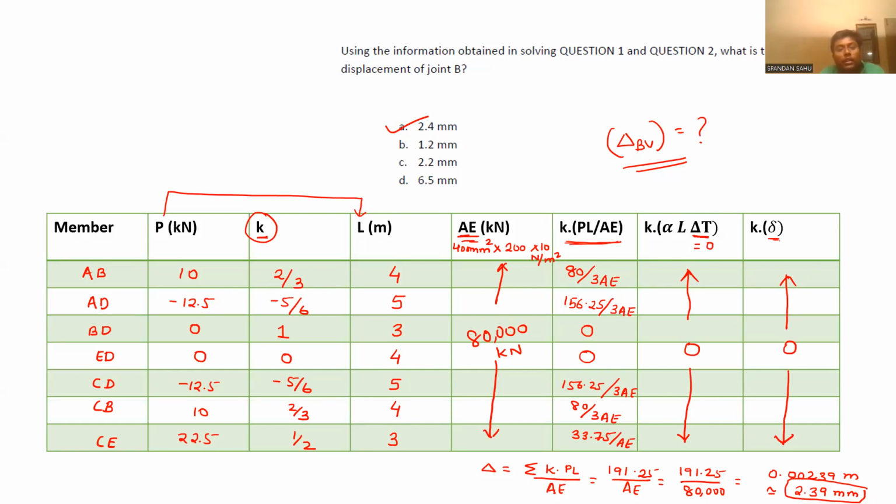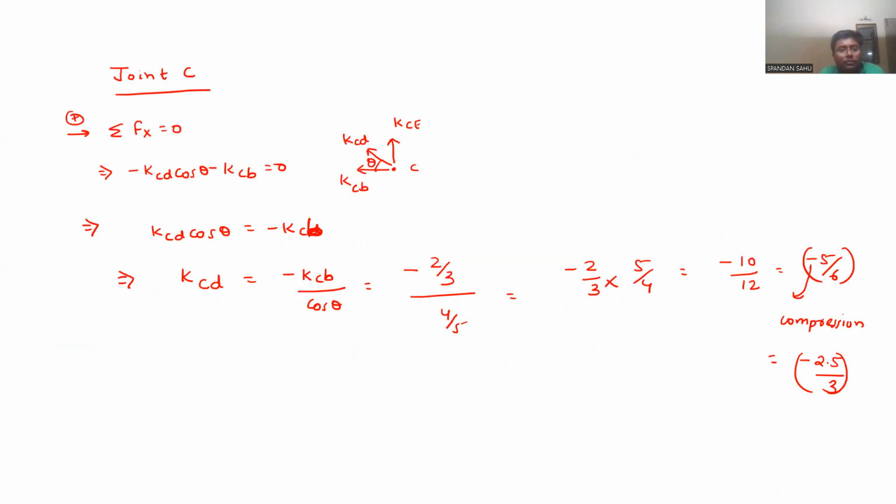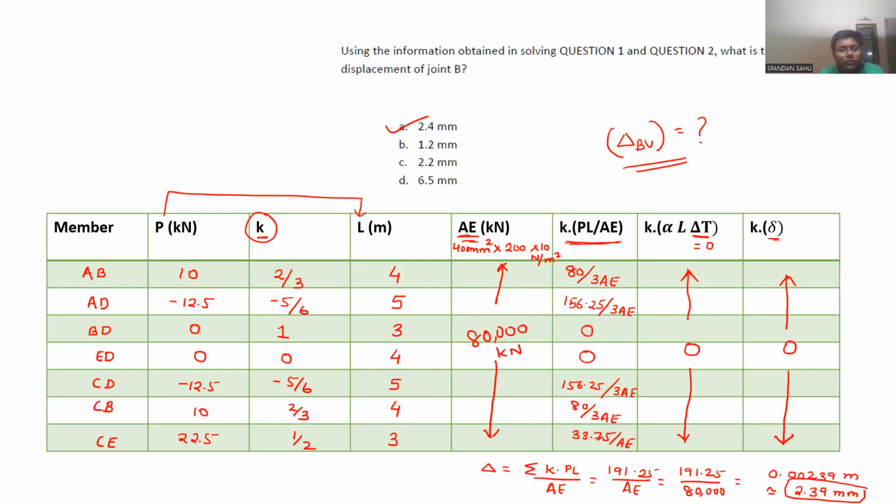So till this point, anyone having any doubt? No, sir. Okay.